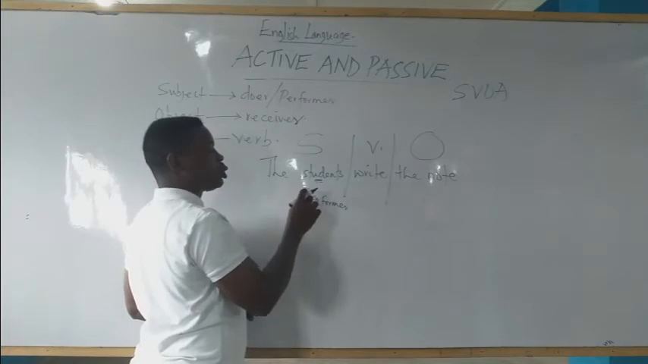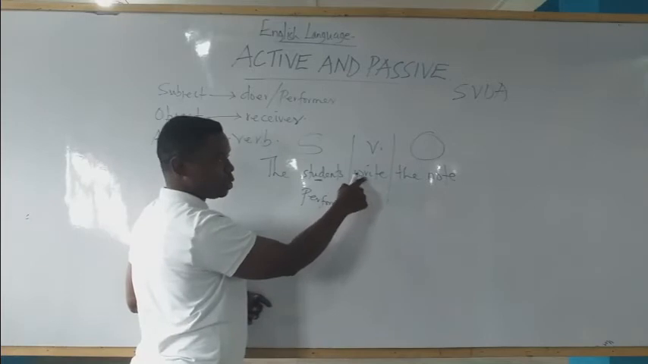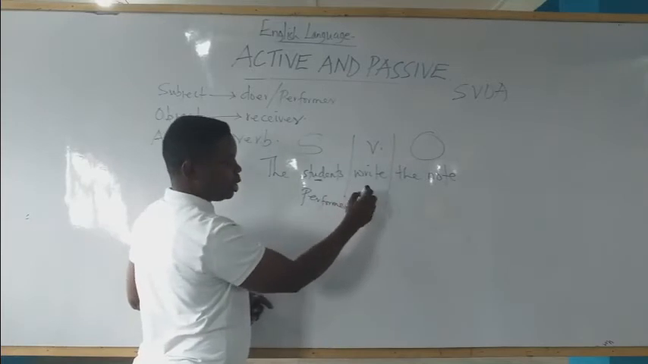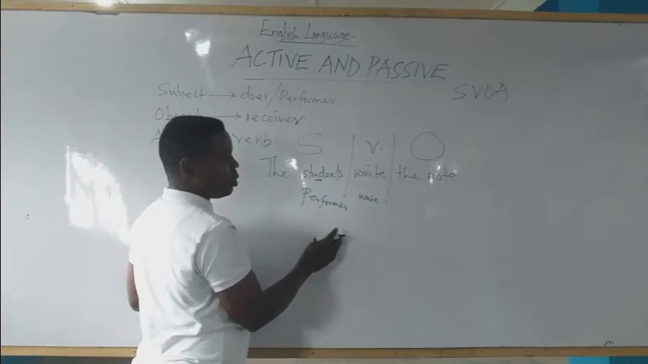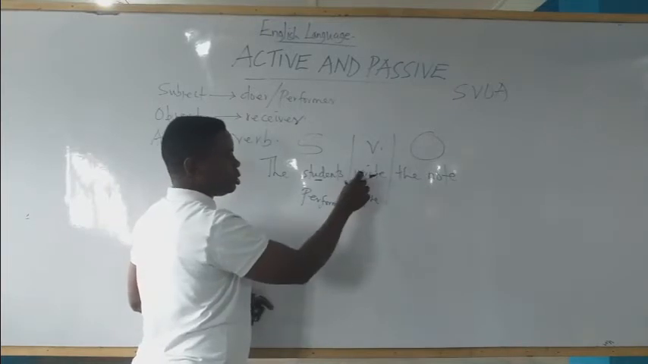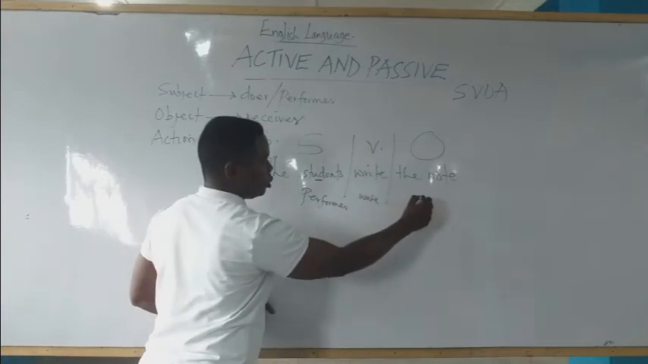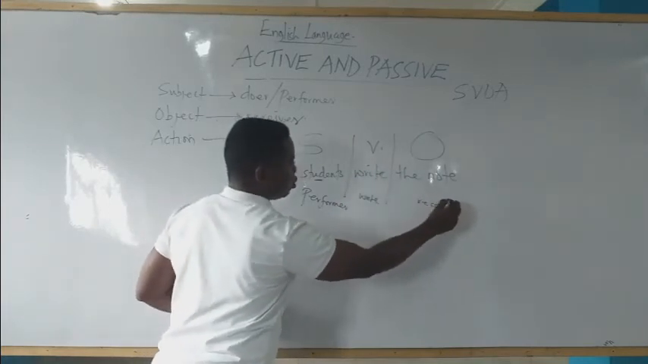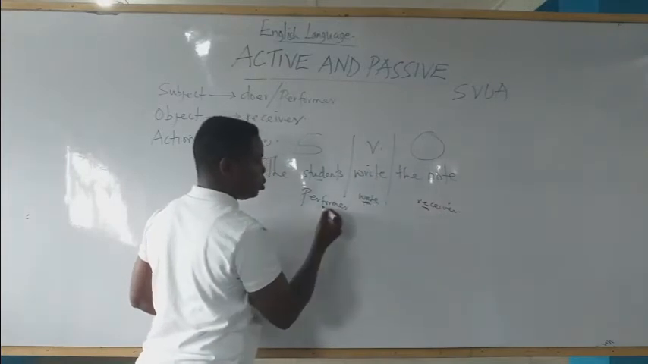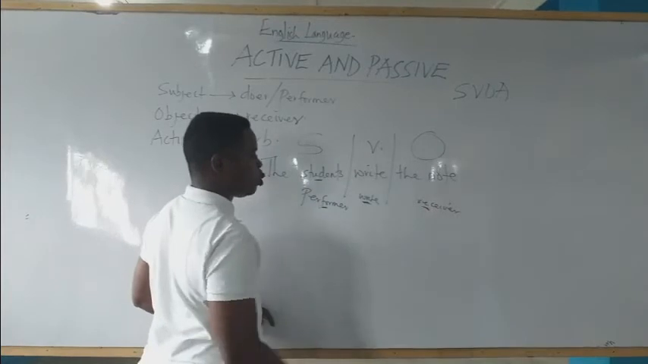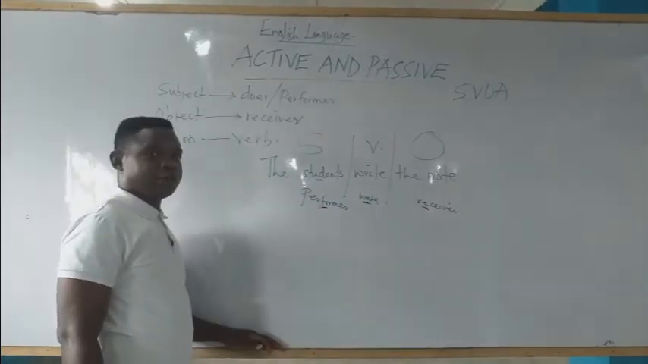What did the students do? They wrote the note. That is, in parentheses, they write the note, which is the action. Now, what is that thing the students wrote? Note, which is receiver. So, note is receiver. Write is the action. Student is the performer. So, when you have this kind of arrangement in a sentence, it is active in form.